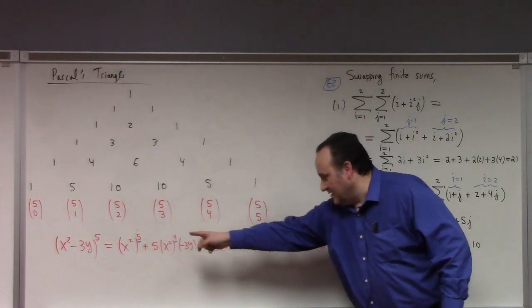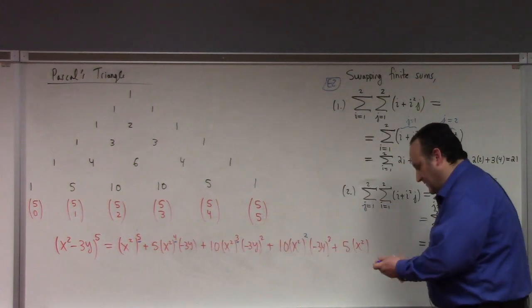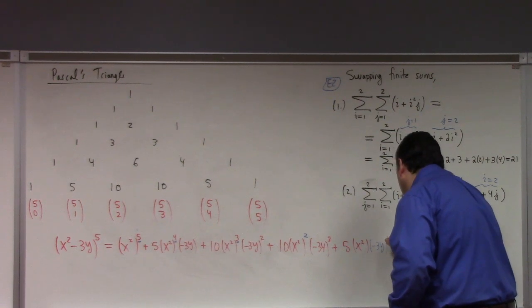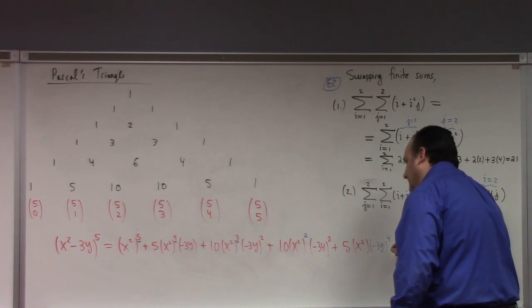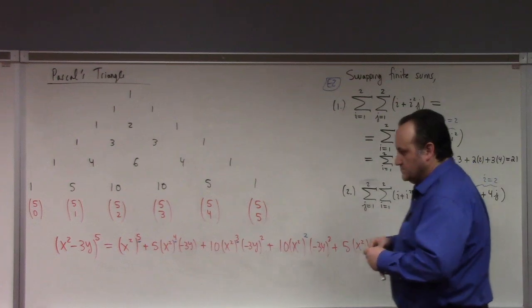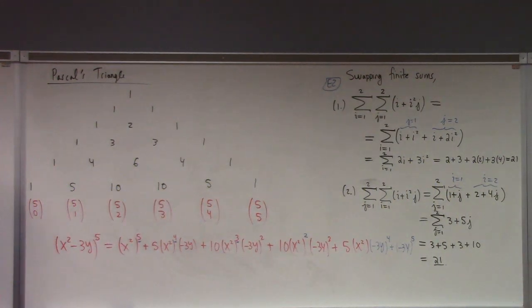This one should be climbing: 0 power, 1 power, 2 power, 3 power. This is the minus 3y to the 4th power. And then finishing blow here, plus minus 3y to the 5th power. And then, of course, you could simplify the exponents there. And all of a sudden, we've calculated x squared minus 3y to the 5th power in two lines, right?